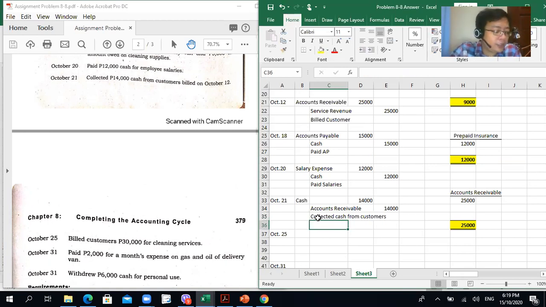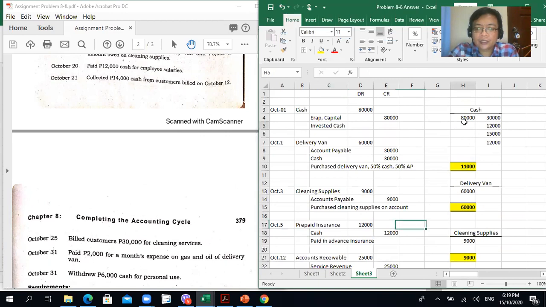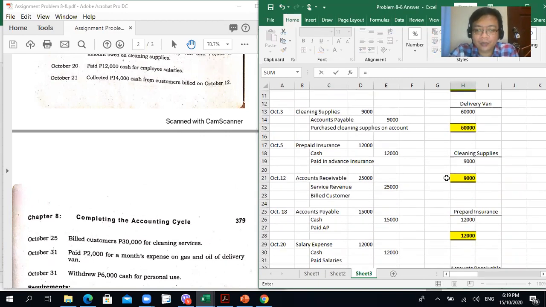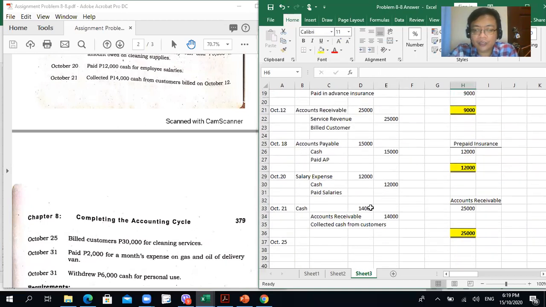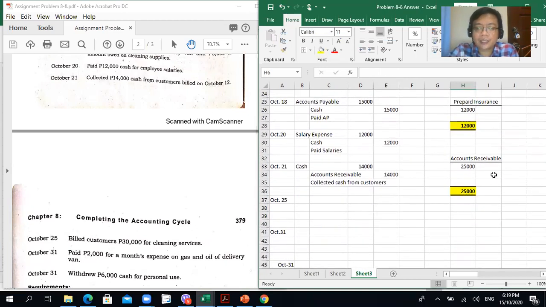So here, cash, you increase your cash, di ba? Always on the debit side. Okay? If you decrease your asset, accounts receivable, that is on the credit. Correct?